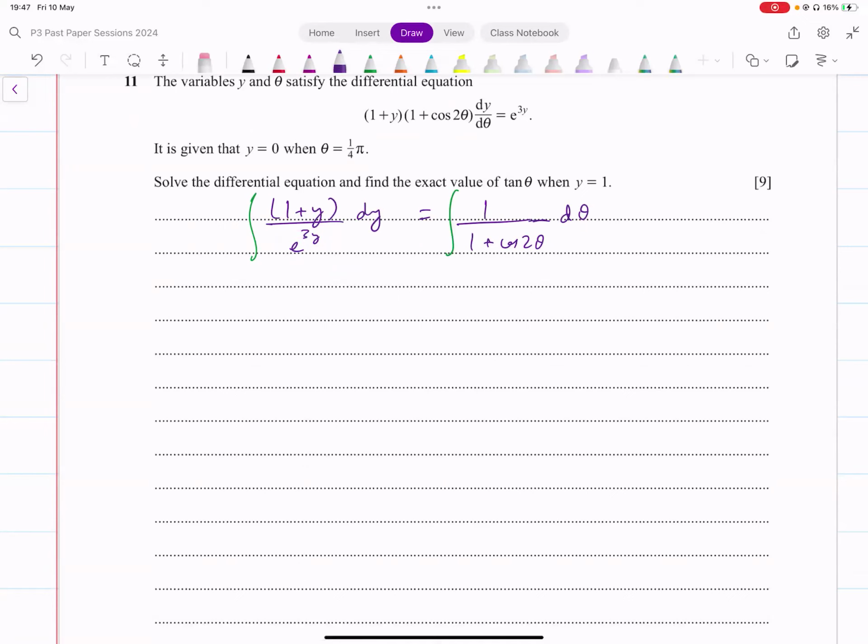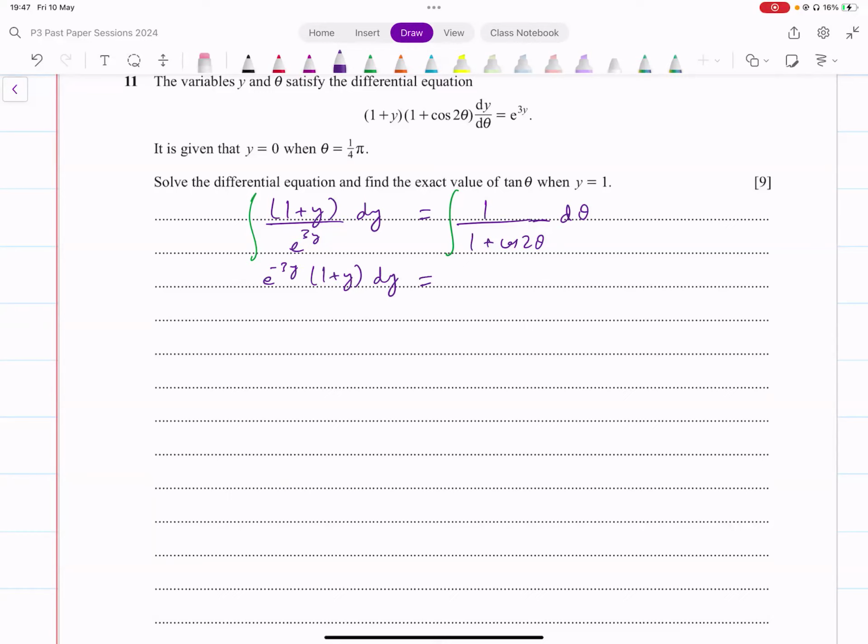How do you integrate the left-hand side? On the left side, we have a fraction. None of the fraction rules work here. So what we can do is we can bring the denominator to the numerator. It will become e raised to the power minus 3y into 1 plus y dy.